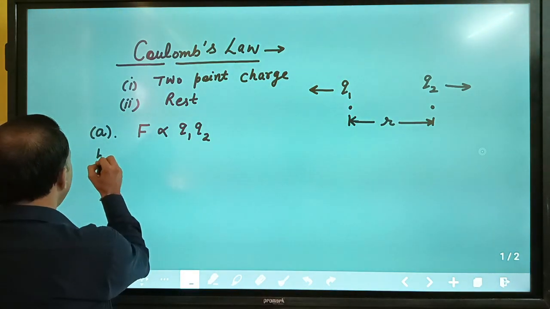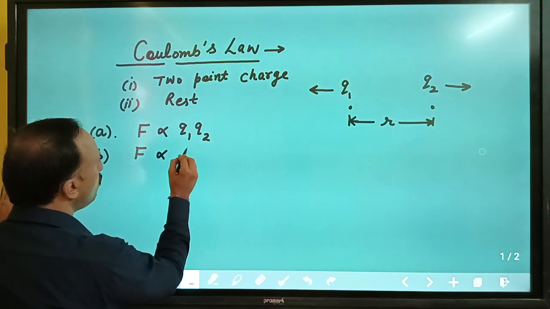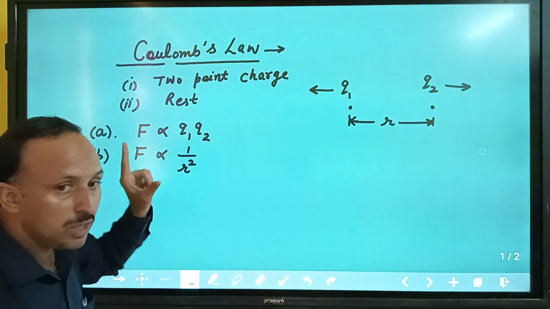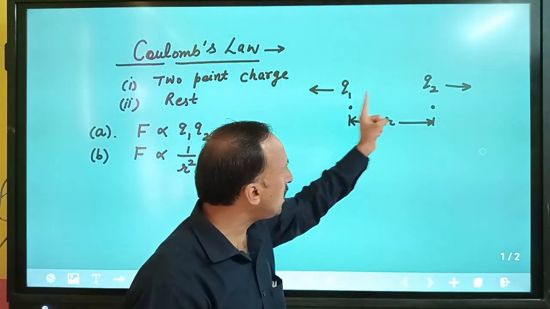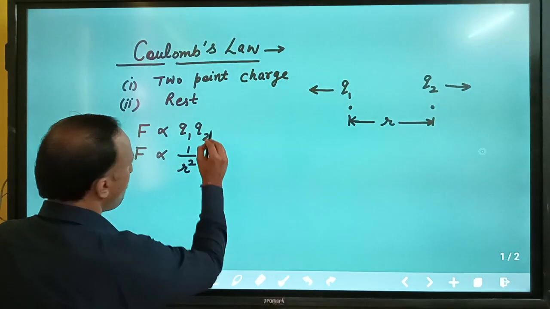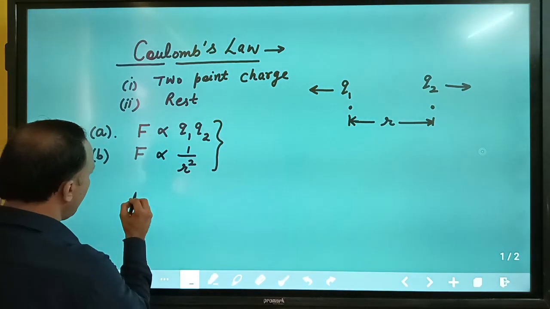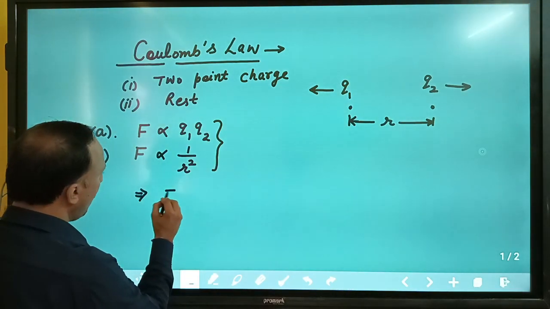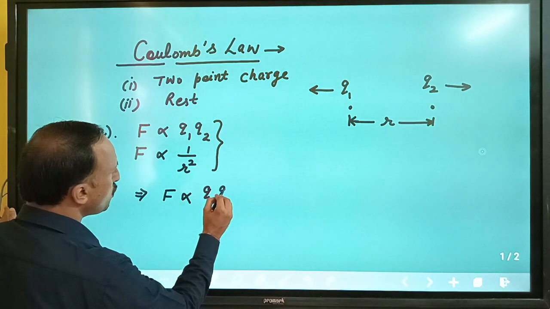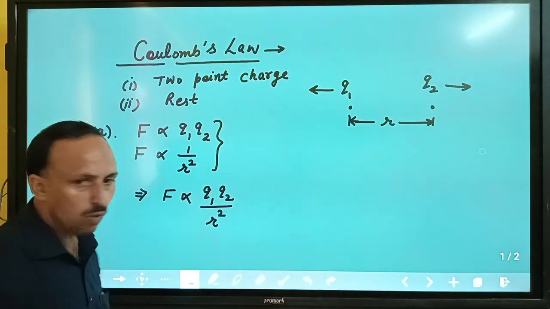And number 2, the second part of the statement: the force of attraction or repulsion between two charges is inversely proportional to the square of the distance between these two point charges. So what is the distance between these two point charges? That is represented by r. My motive now is to combine the statement. So while combining, the force of attraction or repulsion between two point charges is directly proportional to q1 q2 and inversely proportional to r square.